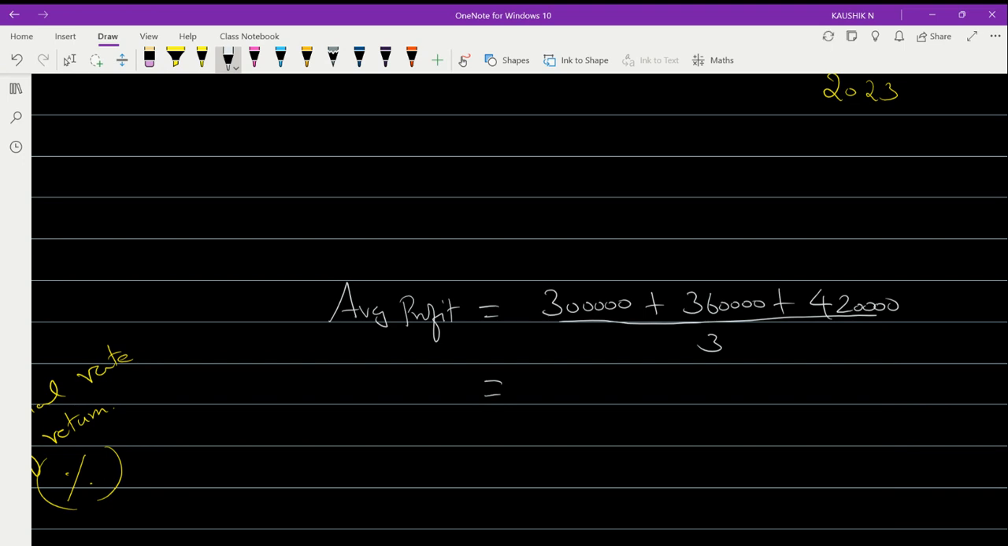What is the value? 3 lakh plus 3 lakh is 6 lakhs. 6 lakhs plus 4 lakh is 10 lakh. 10 lakh plus 60 is 10 lakh 60. 10 lakh 60 plus 20 is 10 lakh 80. So 10 lakh 80,000 should be divided by 3. 3 3s are 9. 1 carry over 18. 3 6s are 18, followed by 4 zeros. So the amount is rupees 3,60,000. இது உங்களுடைய average profit.